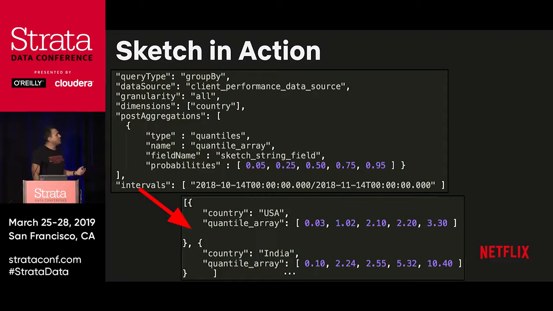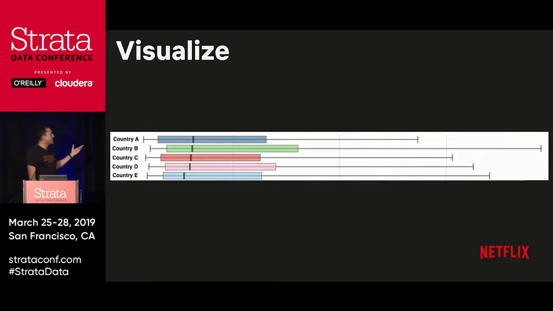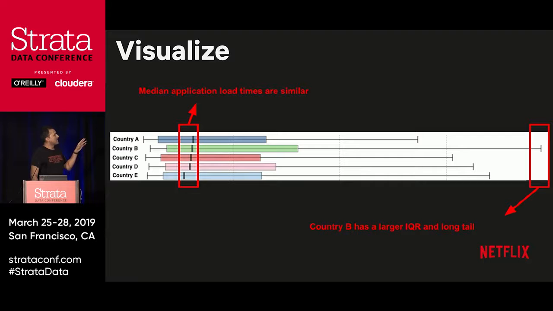And then you can go ahead and visualize the data in this way, where you can say that country A, B, and all these countries have kind of the same median load times, but country B really has a larger IQR. In this example, country A is the United States, country B is India. The median load times in India seem to be pretty much the same as the United States for this particular case. But you can see that on the right-hand side, you're going to get a lot worse performance where you don't have good networks behind this.